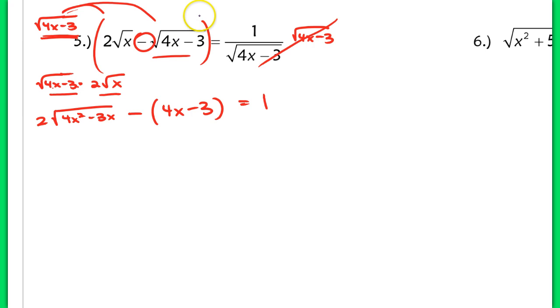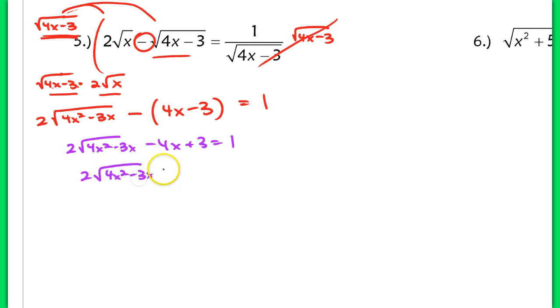Alright, so by just multiplying by root 4x minus 3 on both sides, I've gotten rid of 2 of the radicals. That radical is no longer there, and that radical is no longer there. So I only have an equation with one radical now. So that was very helpful. So now I'm just going to distribute and then isolate the radical here. So I have 2 times the square root of 4x squared minus 3x minus 4x plus 3 equals 1. If I move the 4x and the 3 over to the other side, I now have positive 4x minus 2.